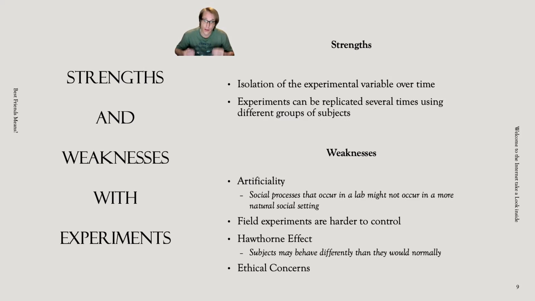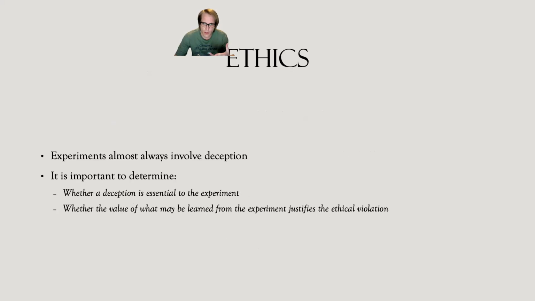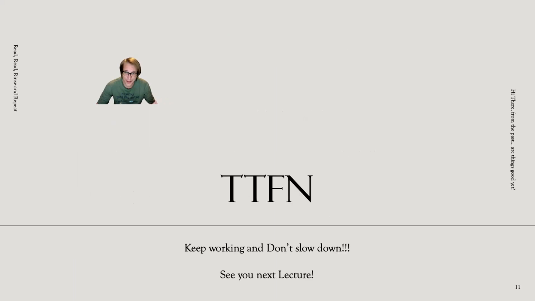Experiments almost always involve deception because the researcher is introducing an action only to one group to see what happens. It is important to determine whether deceiving participants is essential to the experiment and whether the value of what may be learned justifies the violation, right? So it's important to make sure that if we use deception, we are following ethics.